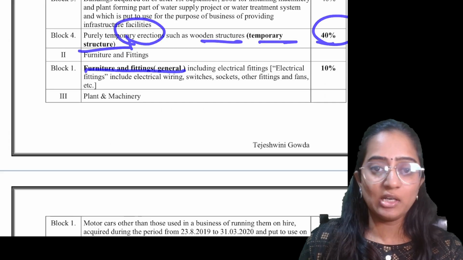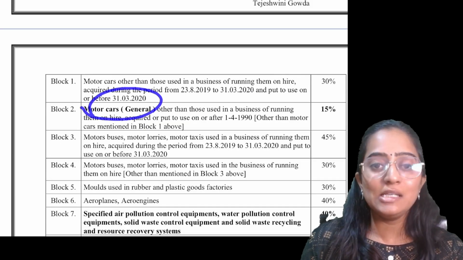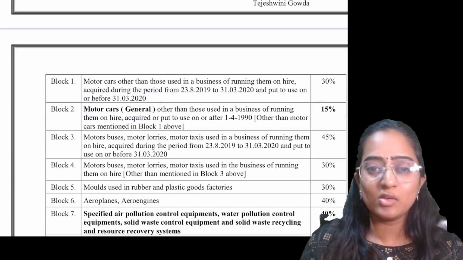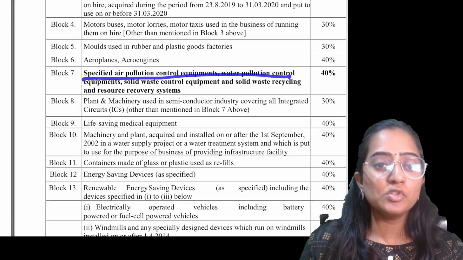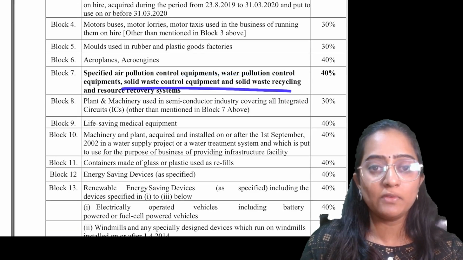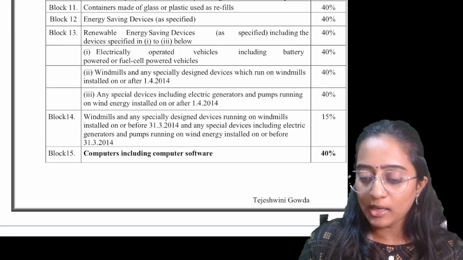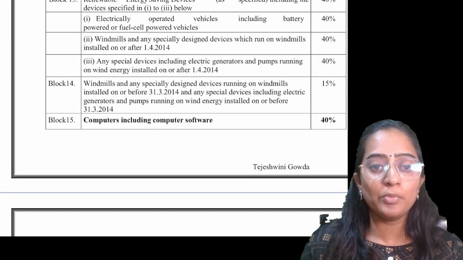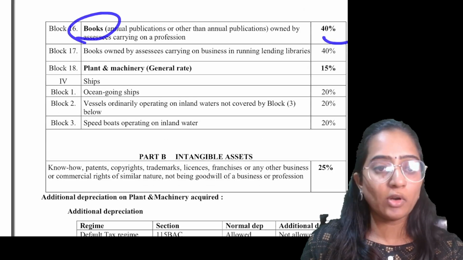Furniture and fittings in general category would cover how much? 10%. Motor cars in general cover 15%. All the things you can give a read, but which is important I'm going to cover. Specified pollution control equipment, control board, solid waste and resource recovery system would cover 40%. And computers, including computer software, would be 40%. Books also 40%.